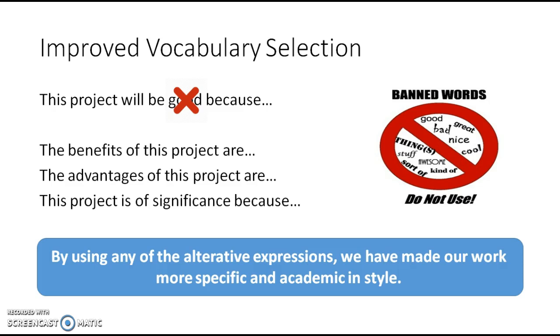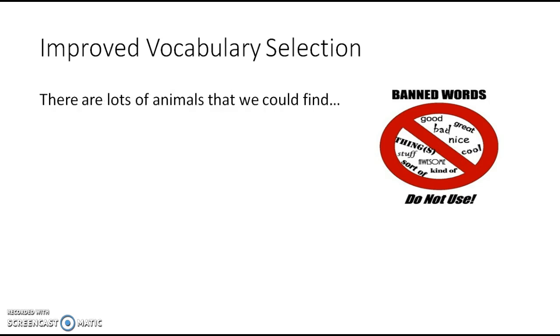So on the flip side, in terms of improved vocabulary selection, we want to avoid using things like lots because it's not very scientific and again it's informal in style. Now it's worth noting that for this particular project, we can't really specify how many species of animals and plants we might find because we're trying to discover it. We don't know what's there. That's why we're doing this expedition. So we can't give an exact number.